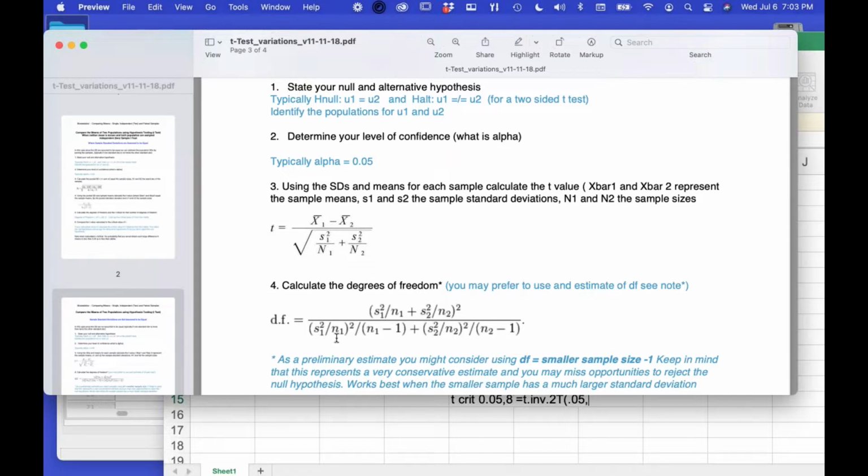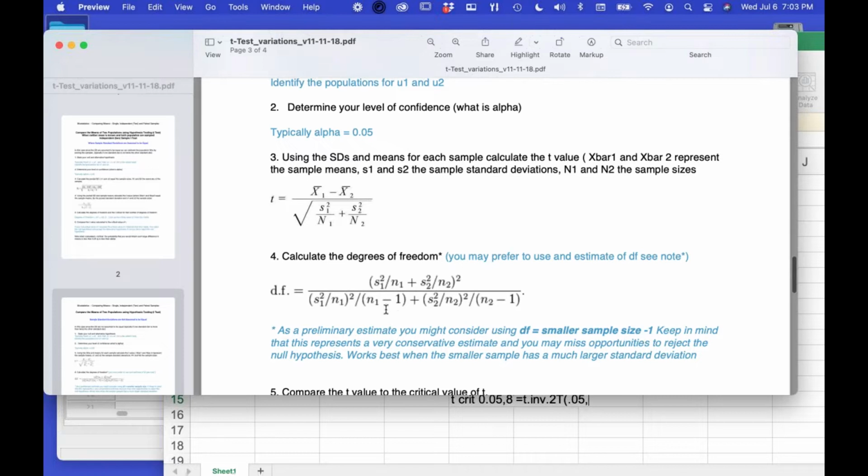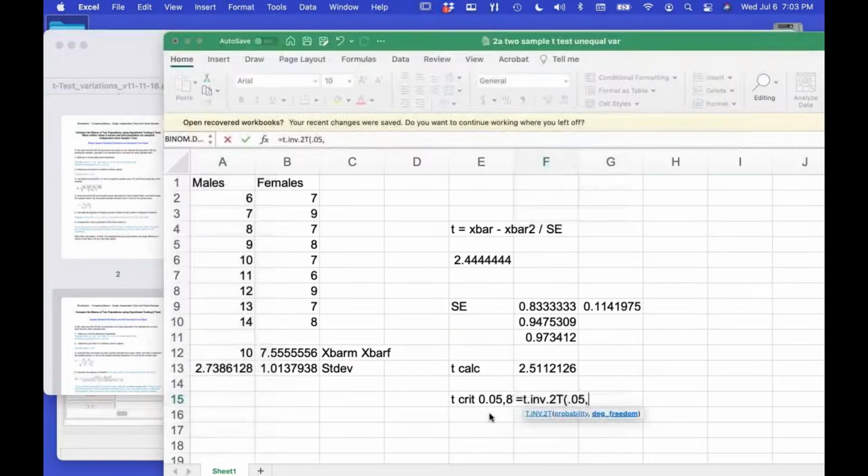However, if I'm not going to assume equal variances, I have to use this formula for my degrees of freedom. But we already considered that rather than use that formula, you could take a very conservative alternative, which is to use the smaller group for your sample size and subtract 1. So that would be 9 minus 1, which is 8. That's where I got the 8 from.